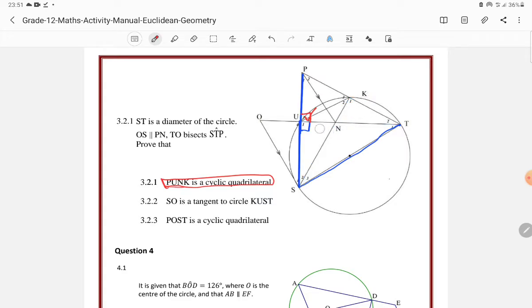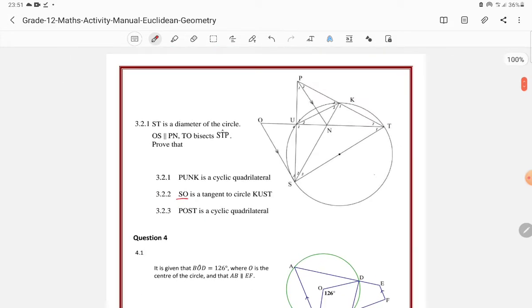For number two, we just need to use the information that we have already got, so that you don't get stuck in the middle. We are to prove that SO is a tangent to circle KUST. Where is KUST? These are the points on the circle KUST, which is the very same circle that we've been dealing with. Now we are to prove that SO is a tangent to this circle.